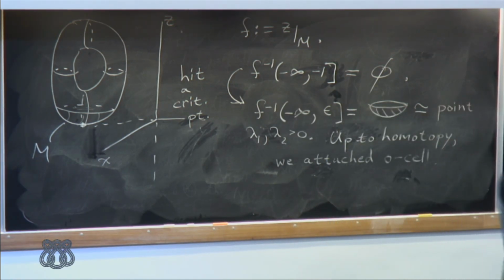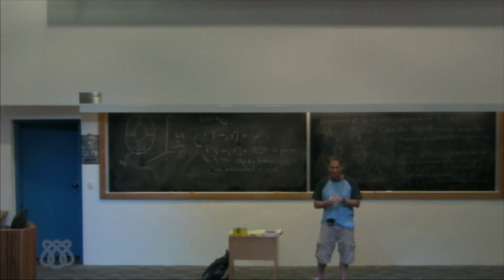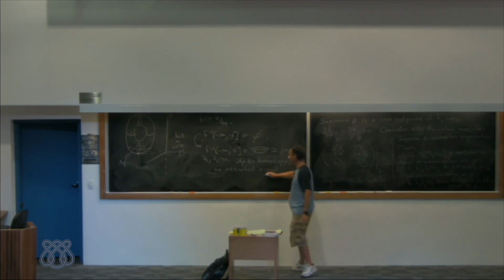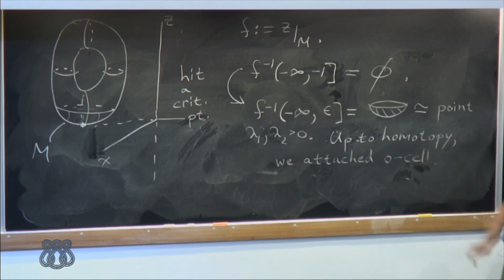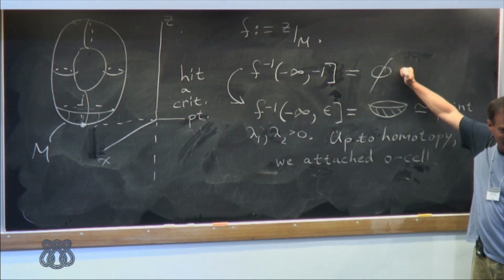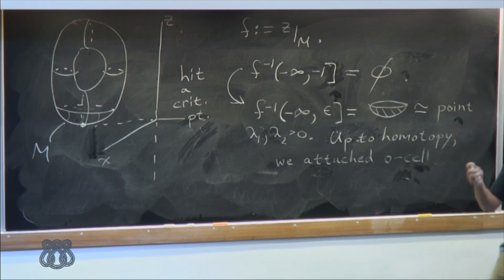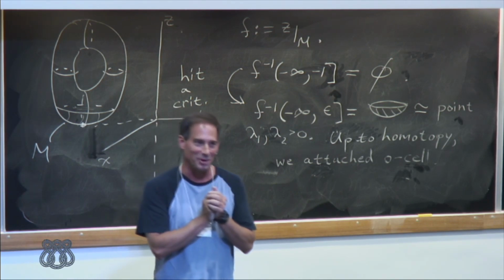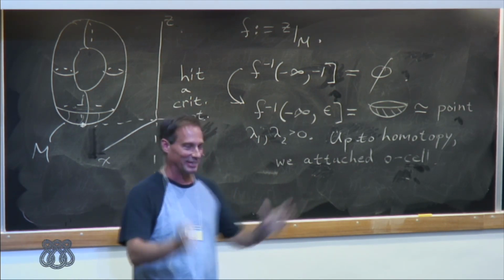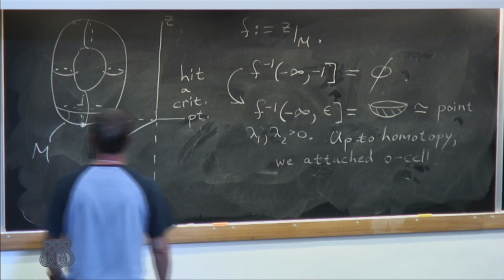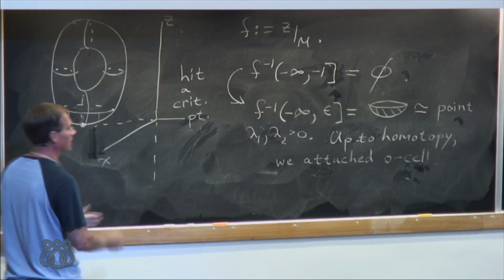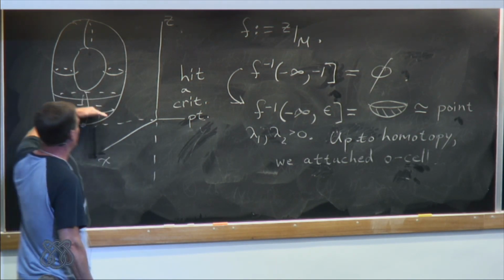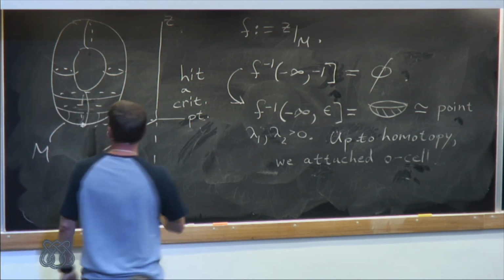Understand, this is a stupid use of the word attaching. Nonetheless, that's how you should think of it right now. You took something with no boundary and you glued its non-existent boundary to this non-existent previous set, and that's why you just have something with the homotopy type of a point. I'm phrasing it that way so that I can phrase it analogously as we keep going. What happens after that? You let your height keep growing. In this region, you hit no critical points.